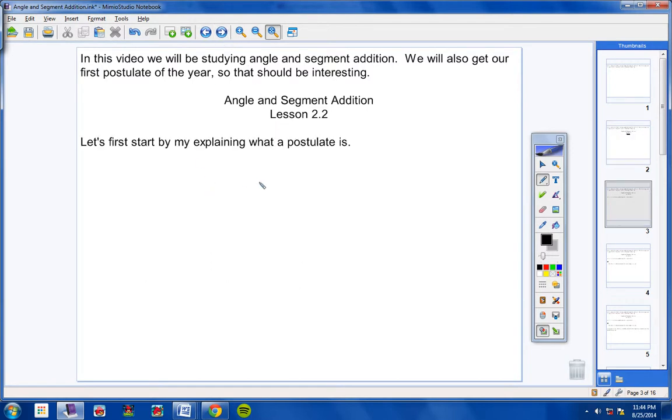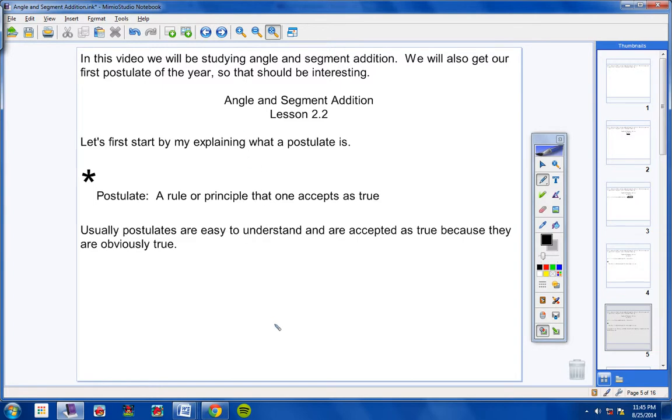Let's first start by explaining what a postulate is, okay? We're going to be learning a lot of postulates this year, so it's very important that we know what a postulate is. So please write this in your notes, and you're responsible for this information on tests and quizzes, okay? A postulate is a rule or principle that one accepts as true.